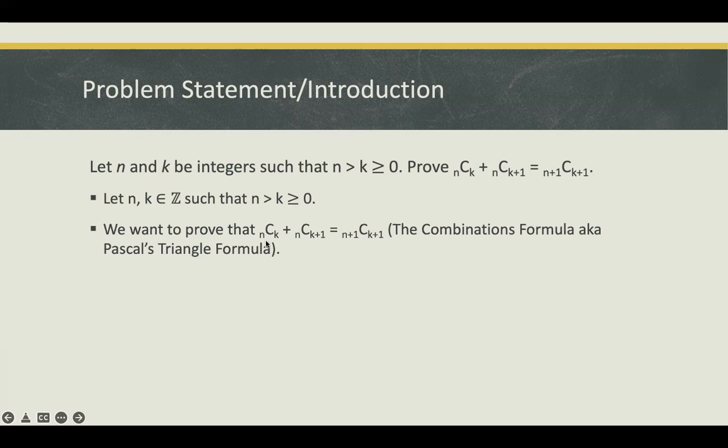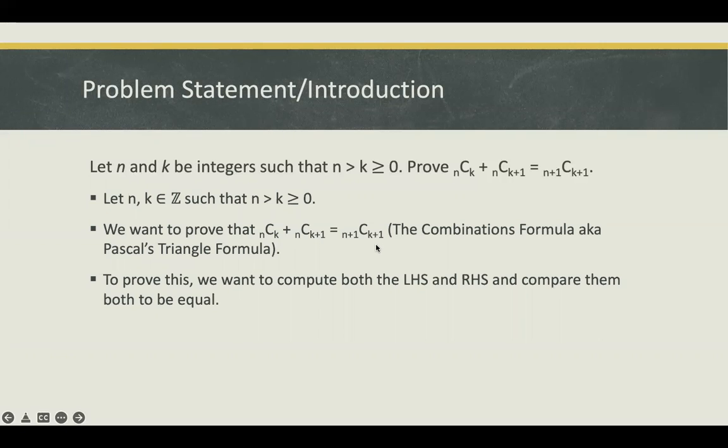We want to prove that n combination k plus n combination k plus 1 is equal to n plus 1 combination k plus 1. So essentially the sum of these two expressions on the left-hand side is equal to our right-hand side. To prove this, we want to compute both the left-hand side and right-hand side by doing some simplification, a little bit of algebra magic, and compare them to be equal so we can establish the goal in our proof. Now let's calculate the left-hand side first.